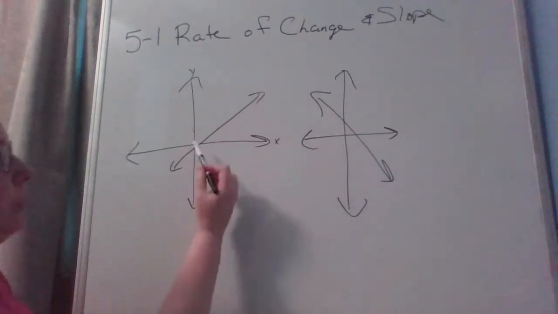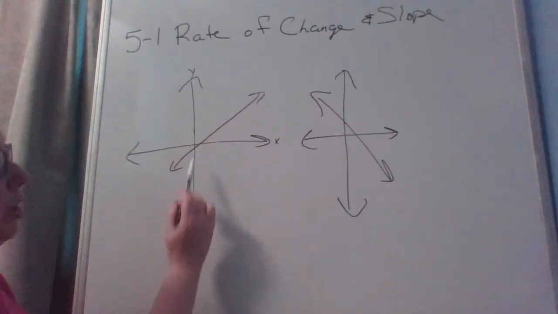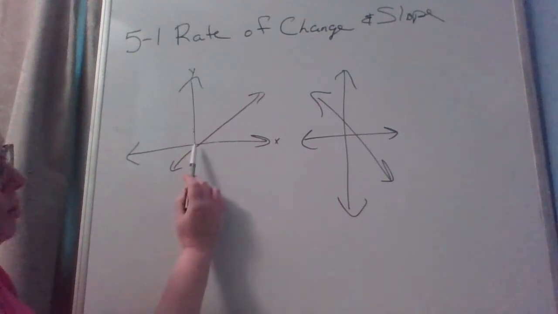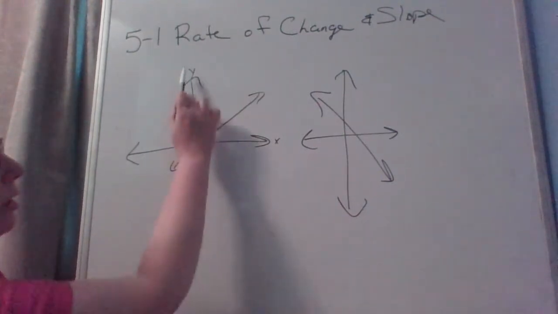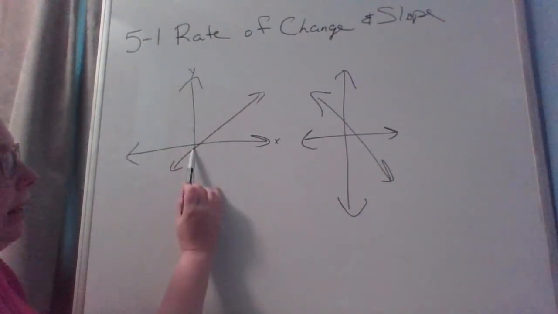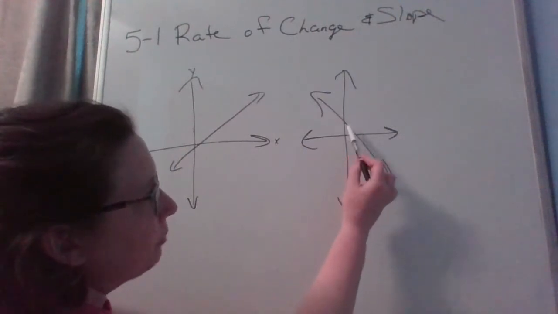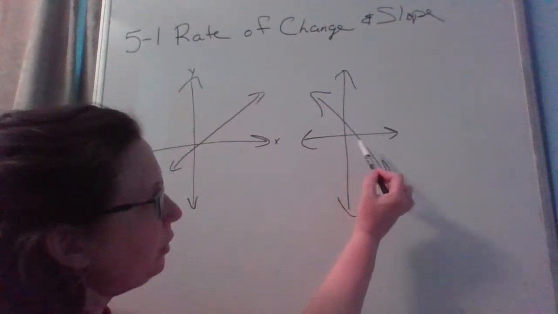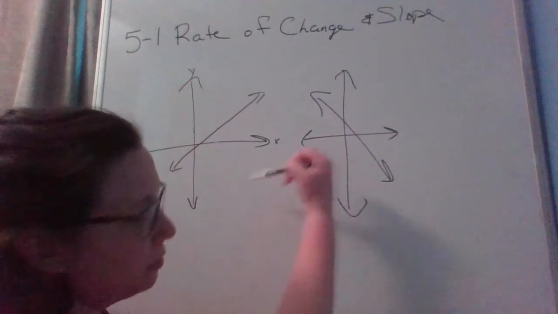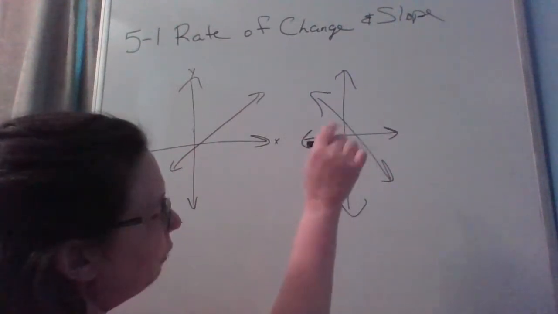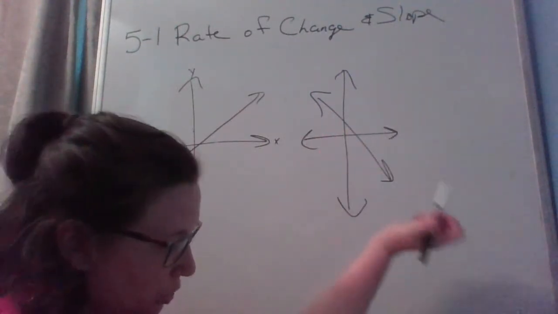Okay, slope we say is the vertical change over the horizontal change. And again, I always want you to start at that point where it touches the y-axis, and then you're either going to go up or you might have to go down, and then you're going to go to the right. Don't go left, go just to the right to count that change.